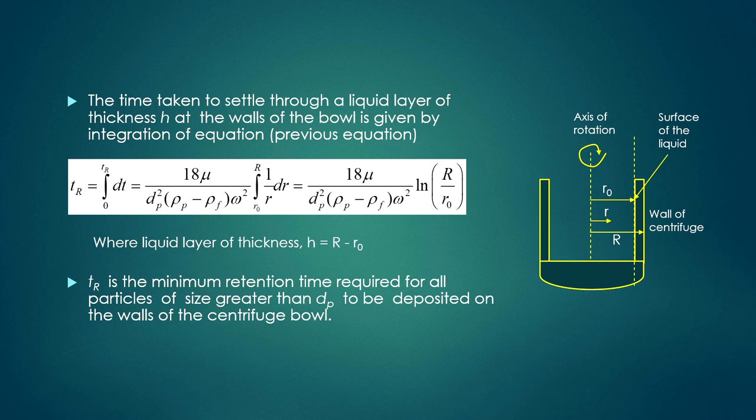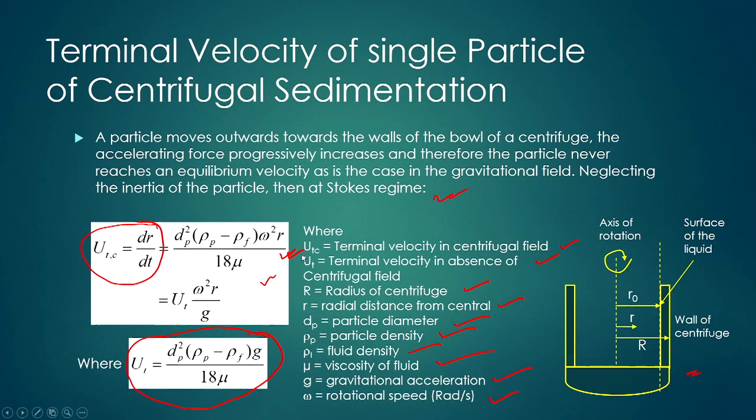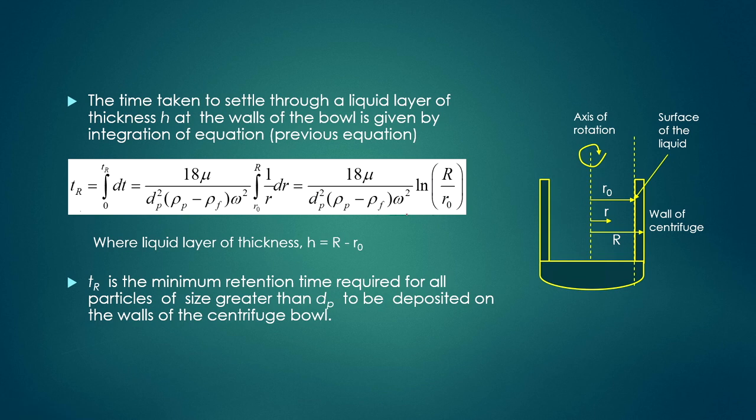Now, the time required to settle through a liquid layer of thickness h at the wall of the bowl is given by integration of the earlier equation. So here Tr, after integration, will come out like this, where the liquid layer thickness h is equal to R minus r0, as per the figure given in the slide. Tr is the minimum retention time required for all particles of size greater than dp to be deposited on the walls of the centrifuge bowl. This is what you have to calculate, the minimum retention time required for the particles to be deposited on the wall of the bowl. In this way you have to calculate.